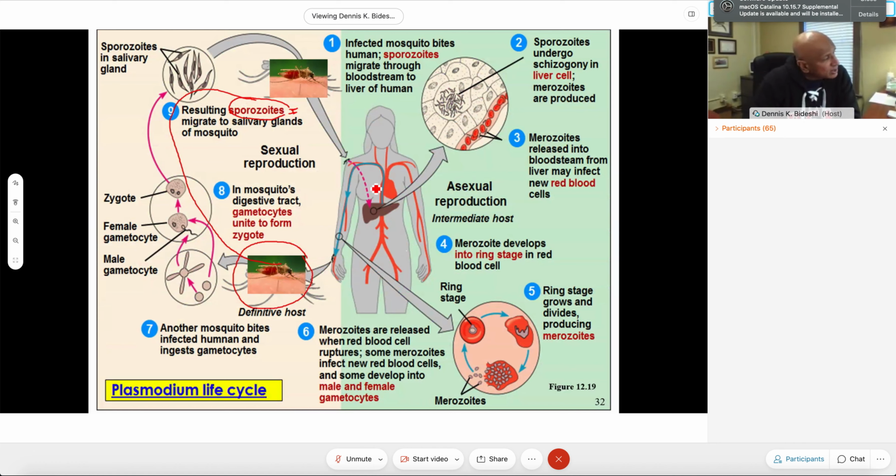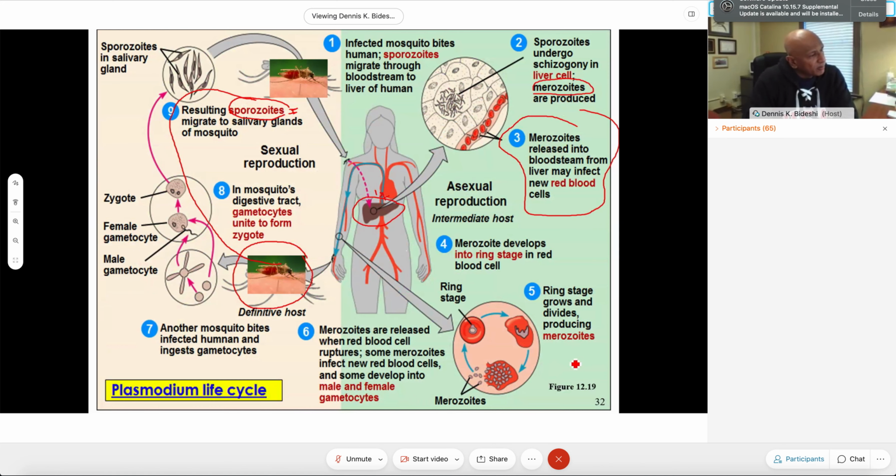So here's what happens first. That sporozoite goes to the liver. So this is the first site of infection, the liver. All right? And here's what develops. In the liver, I produce more merozoites. So these are liver cells. Those liver cells rupture. The merozoites now infect red blood cells.